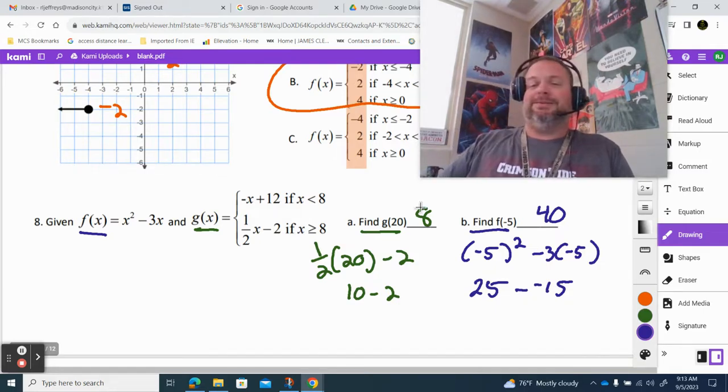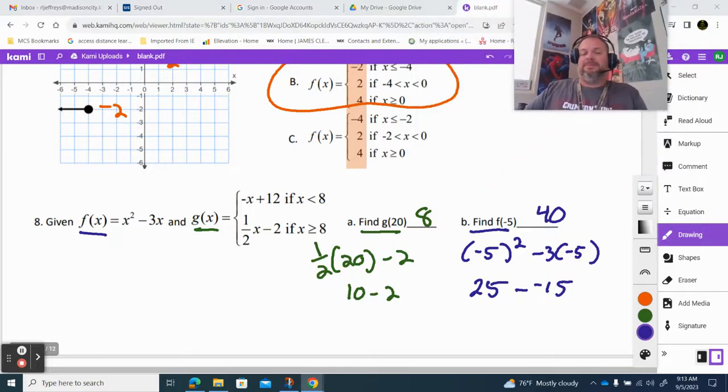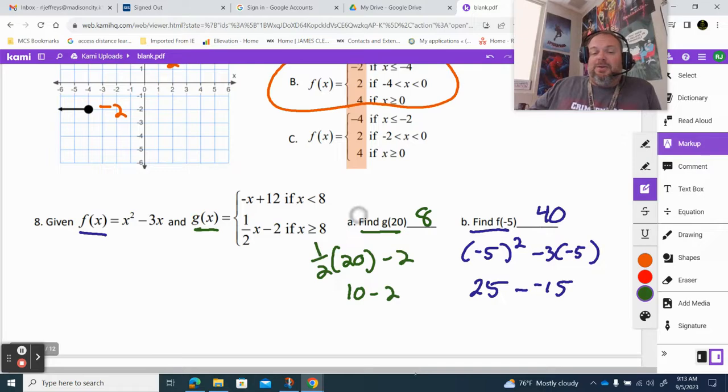What is that? What 12? Okay, look. That's for G. G is right here. So when X is 20, it would be this one. We just happen to not use this one because we didn't ask if G of X was less than 8. You got to plug it into the right one.